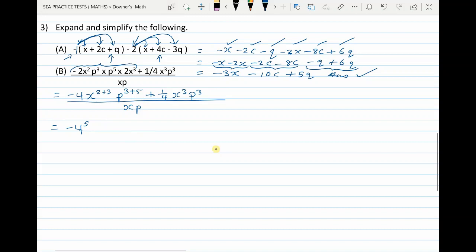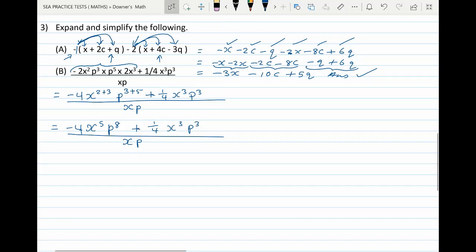Oh, let me just fix this here. That was minus 4 x to the power of 5, sorry, which came from here. All right, then the 3 and the 5 here give us 8, as we had said. So this will be p to the power of 8, which we will write right here, plus a quarter x cubed p cubed all over xp. So we are taking it step by step, so we'll get it all the way done.